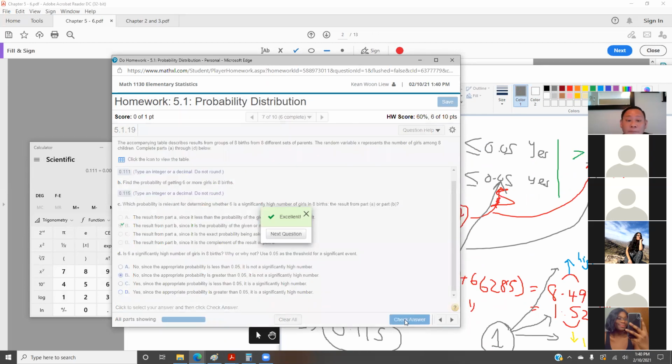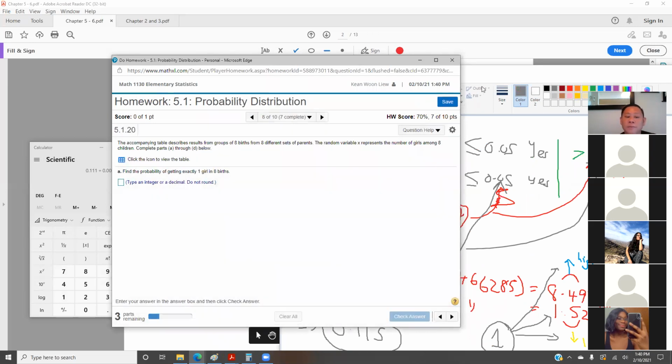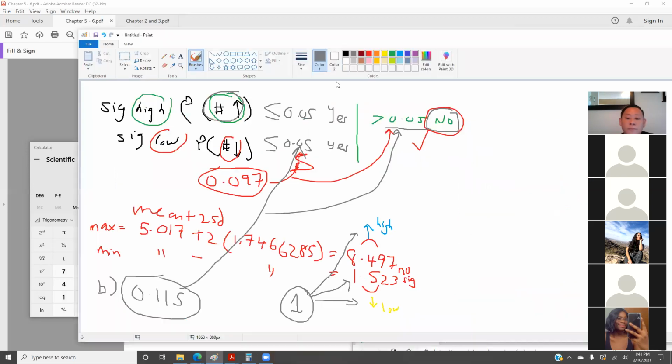It's very important. Questions? Wait, you just said if it's more than 5%, it is significantly high, right? It's not. If it's more than 5%, it's not significantly high. If it's less than 5%, it is significantly high or low. Doesn't matter, it's high or low. The 5% is the one we use.